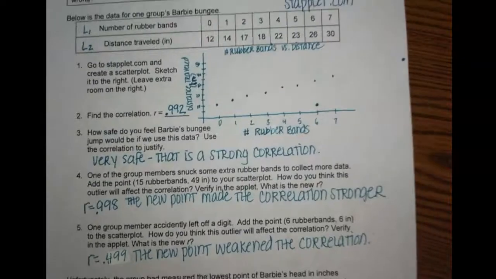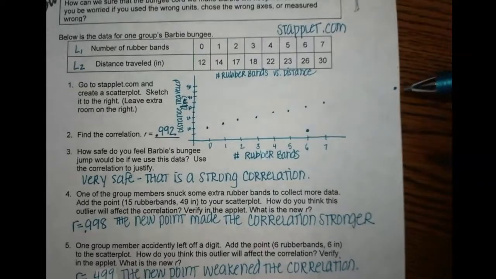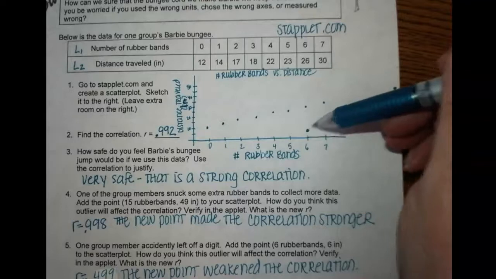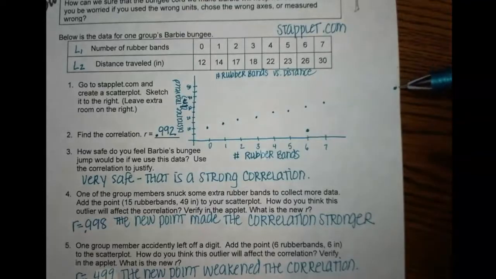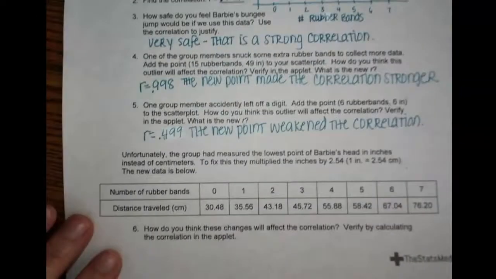So let's kind of look at these up here. I added the points to our graph. This was the 6, 6. This weakened the correlation. And this was the 15, 49, and it strengthened the correlation. I wonder why that is. So we will formalize that in just a minute.